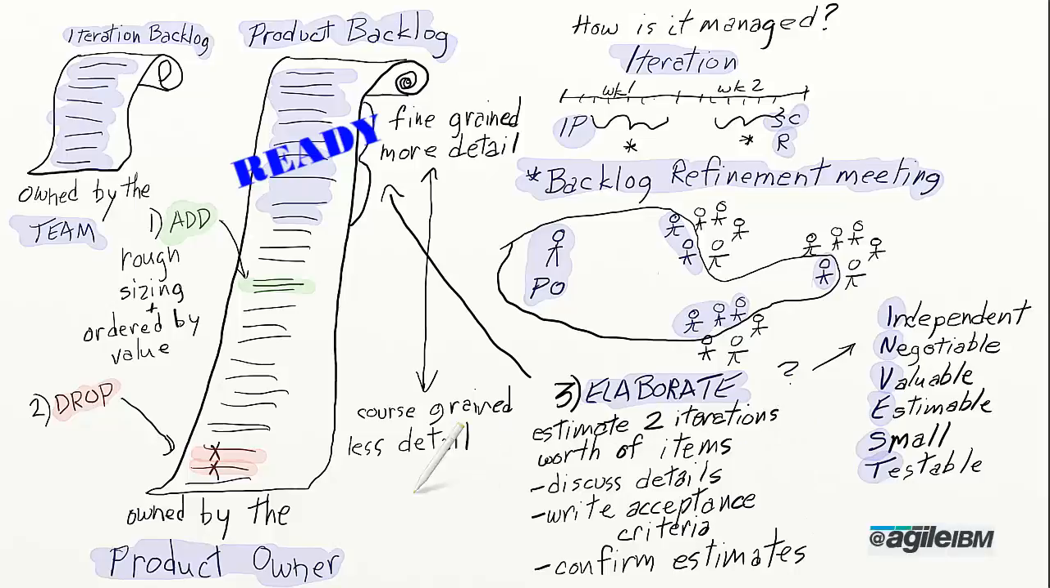That's how stories are elaborated in backlog refinement meetings. When all this is done, the top 2 iterations of stories are now ready for the iteration planning meeting, and the product backlog refinement is complete.